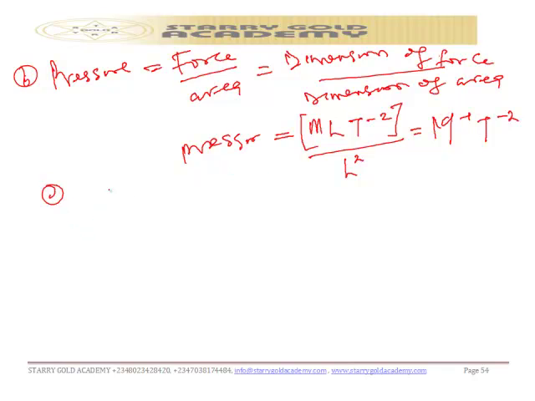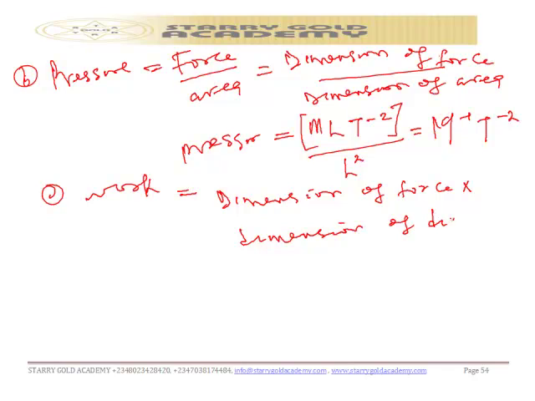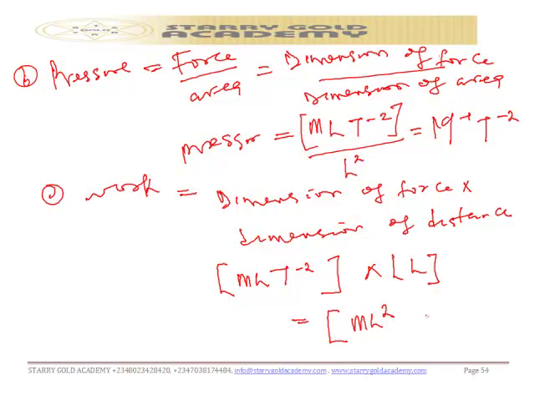Therefore, for C, you have to look for work. And our work is the dimension of force times the dimension of distance. Now, what is the dimension of force? MLT⁻², multiplied by our L. So at the end of the day, we are going to have ML²T⁻².